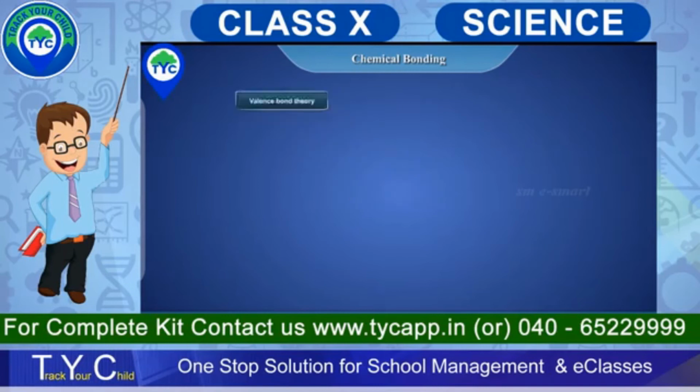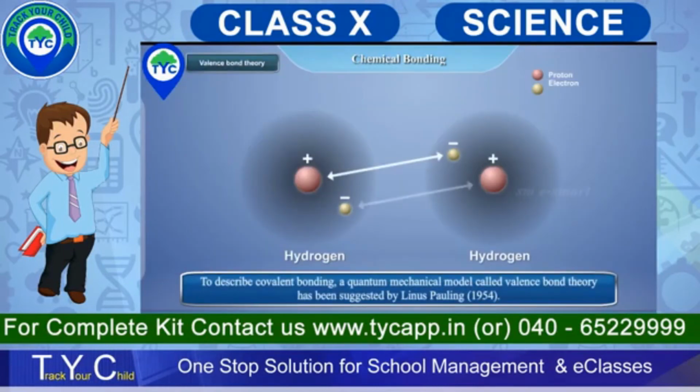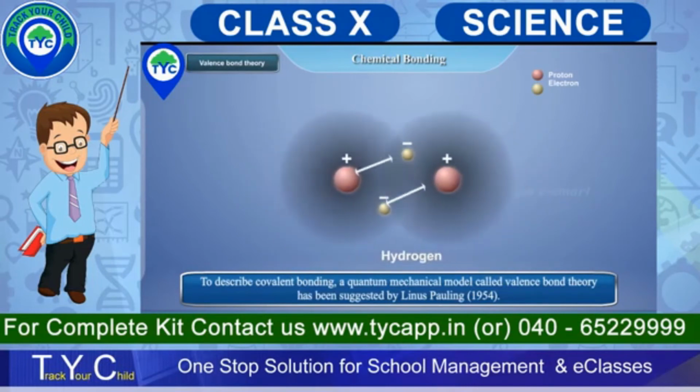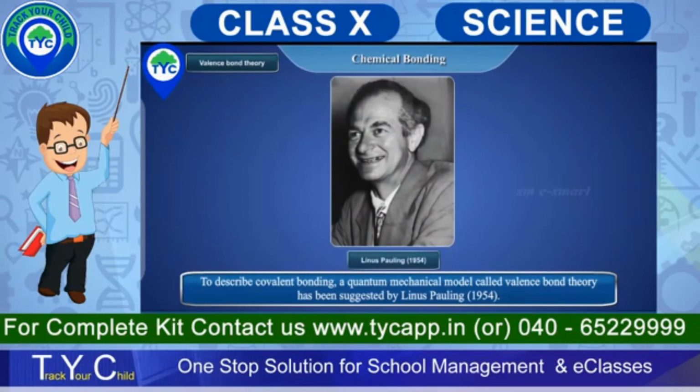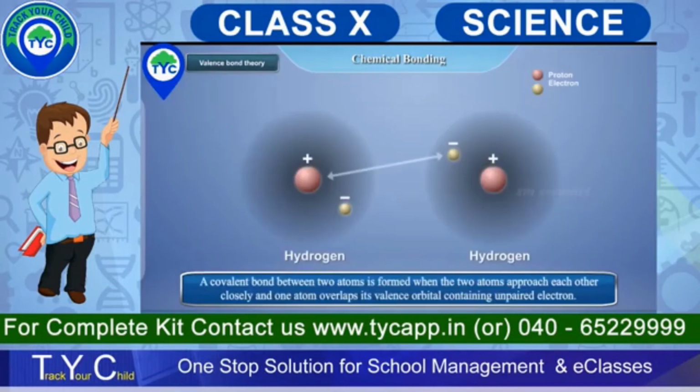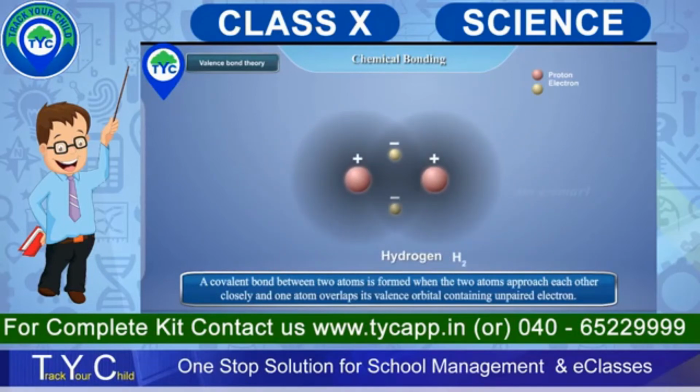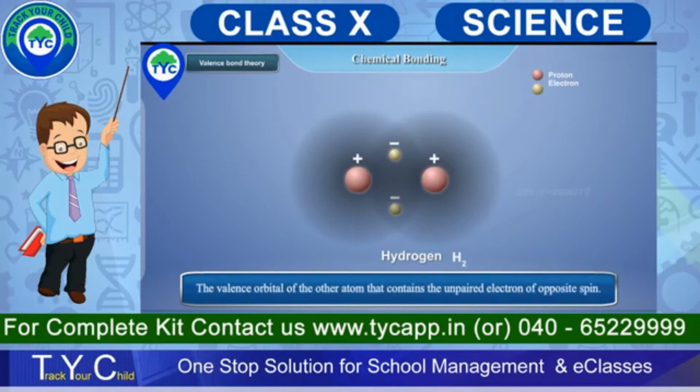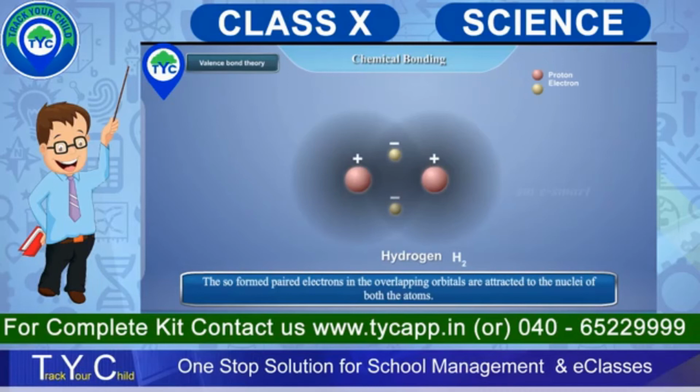Valence bond theory. To describe covalent bonding, a quantum mechanical model called valence bond theory was suggested by Linus Pauling in 1954. It is explained as follows. A covalent bond between two atoms is formed when the two atoms approach each other closely and one atom overlaps its valence orbital containing an unpaired electron with the valence orbital of the other atom that contains an unpaired electron of opposite spin. The so-formed paired electrons in the overlapping orbital are attracted to the nuclei of both the atoms. This bonds the two atoms together.